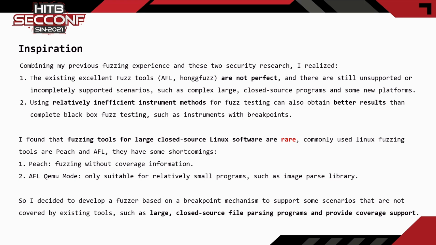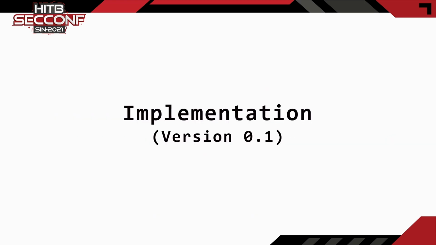Commonly used Linux fuzzing tools are PeachFuzzer and AFL. They both have some shortcomings. First, PeachFuzzer doesn't support coverage information. Second, AFL QEMU mode is only suitable for relatively small programs, such as an image parsing library. So I decided to develop a fuzzer based on the breakpoint mechanism to support some scenarios that are not covered by existing tools, such as large closed-source file parsing software, and provide coverage support.